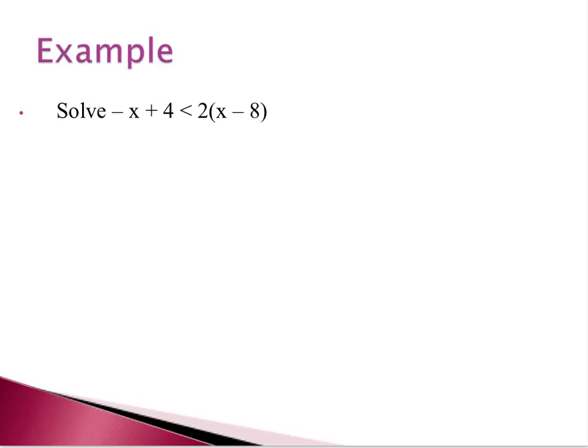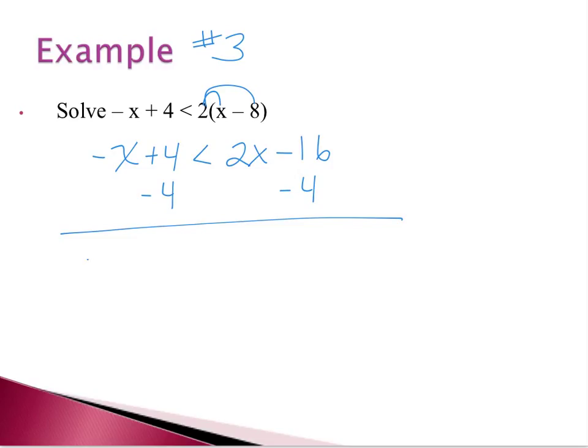Here is example number 3 in your notebook. Make sure this gets in there. Now to solve this, I must first simplify by doing the distributive property. So I have negative x plus 4 is less than 2 times x is 2x. 2 times negative 8 is negative 16. I'm going to go ahead and subtract 4 from both sides. This time I did my constants first. So I have negative x is less than or equal to 2x minus 20.